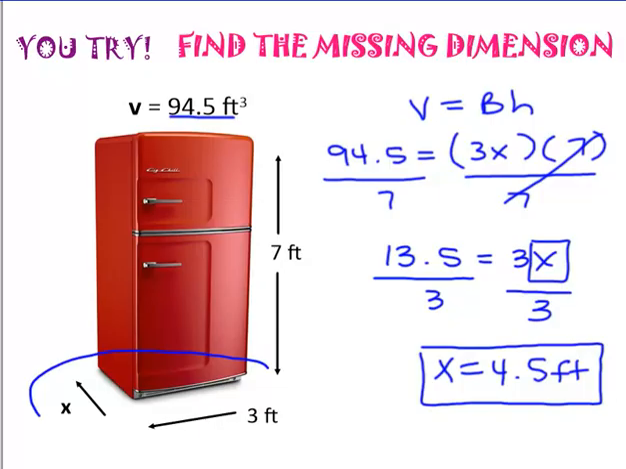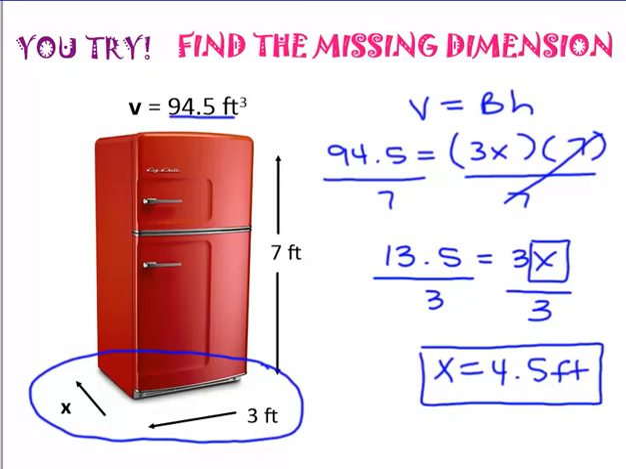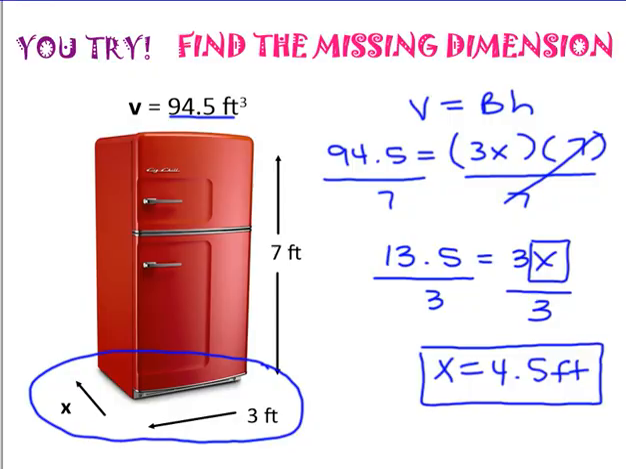The base of the refrigerator is right here. It gives us the height of the prism, but we're missing the height of the actual base. And so we have 94.5 equals 3x times 7. I divided both sides by 7, and I got 13.5 equals 3x. And when I divided each side by 3, I got x is 4.5 feet.